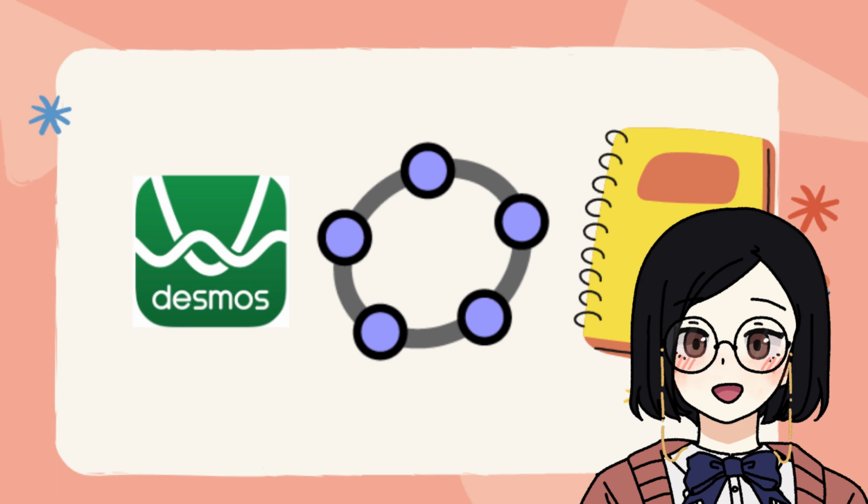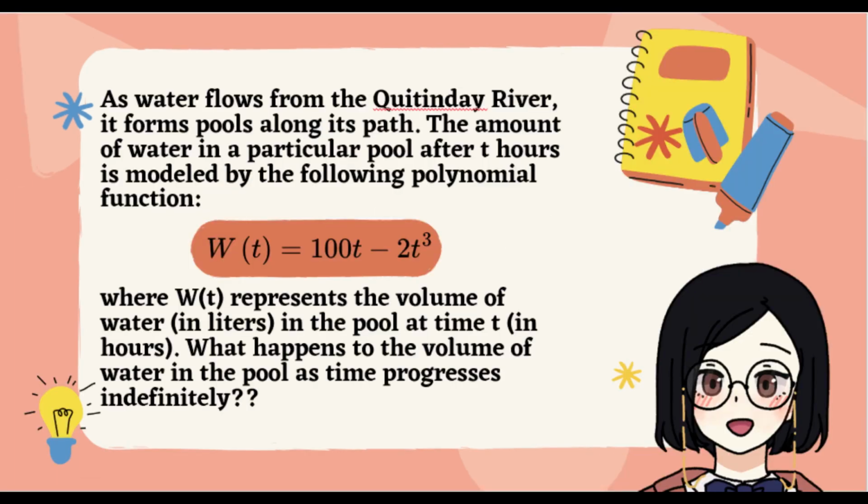Let's begin by looking at a real-world scenario involving the flow of water. As water flows from the Kitindai River, it forms pools along its path. The amount of water in a particular pool after t hours is modeled by the following polynomial function. W(t) equals 100t minus 2t cubed. Here, W(t) represents the volume of water in liters in the pool at time t in hours.